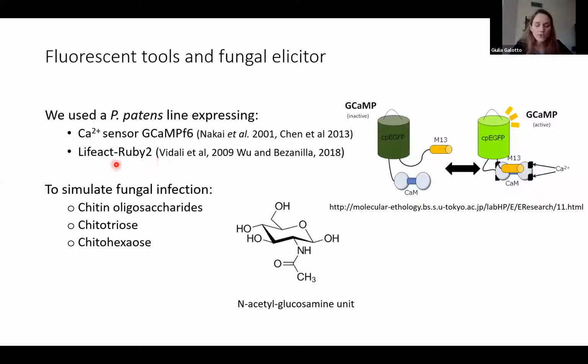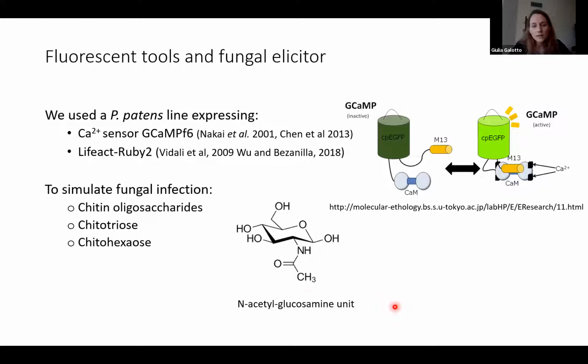Since actin is very important for the growth of Physcomitrella patens, we also transform these plants with the sensor for actin, which is LifeAct Ruby, so that we can look at the actin cytoskeleton during a fungal infection. To simulate the fungal infection, we use a variety of ways. We use chitin oligosaccharides, which is a mixture of oligosaccharides of different lengths of N-acetylglucosamine units. So it's really an unknown mixture. Then we have chitotriose, which is a polymer of 3 N-acetylglucosamine units. And then chitohexose, which is 6 N-acetylglucosamine units.